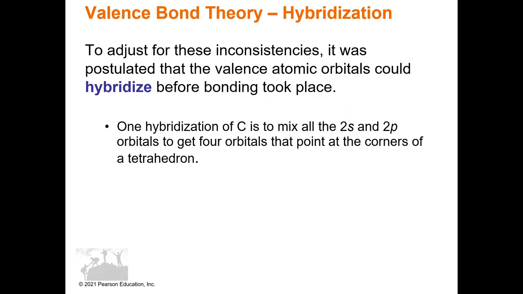So in order for carbon to form four bonds, there needs to be some mixing of these orbitals. In other words, the orbitals have to hybridize first, and then carbon can form the four bonds.